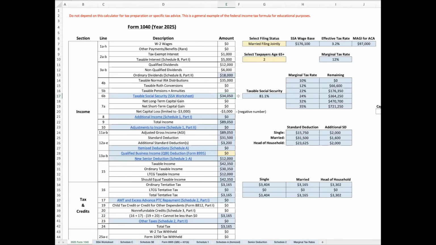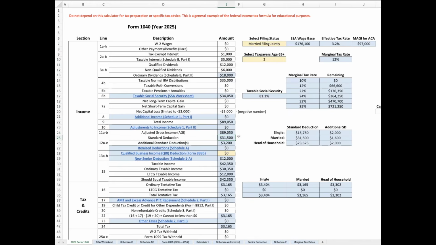Going back to the Form 1040, the taxable portion of Social Security flows to line 6B, and I've added a cell right next to it to remind us of that portion as a percentage, which cannot exceed 85%. Now that we've completed lines 1 through 10, our adjusted gross income, also called AGI, is $89,050. This is often called the line, and before we had above the line deductions. Now we're going to move to the below the line deductions.